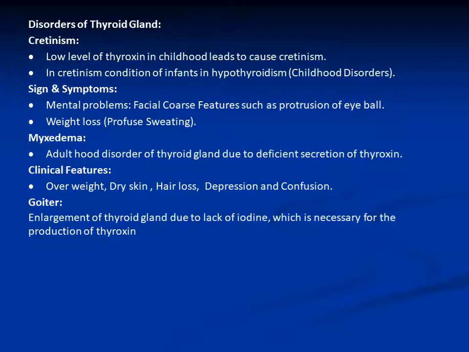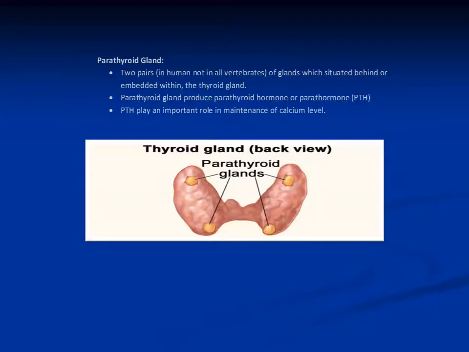Myxedema, an adulthood disorder of the thyroid gland due to deficient secretion of thyroxine. Clinical features: overweight, dry skin, hair loss, depression and confusion. Goiter is a condition in which there is enlargement of the thyroid gland due to lack of iodine, which is necessary for the production of thyroxine.